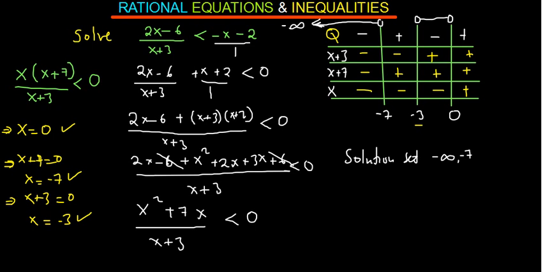You can see that this place is open, so we're going to use this bracket. For negative infinity, you always use this kind of bracket. And then you say union, you can see also from negative 3 up to 0. And this is also open here, also here is going to be open. So this is the solution set to this question.